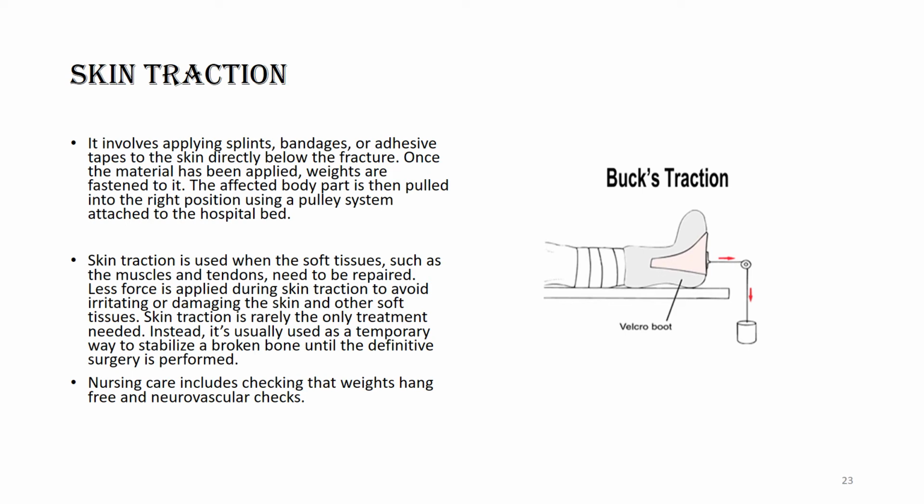So skin traction is actually, they'll have some kind of a wrap on their skin, and the weight is actually applied to this wrap or to the boot that they put on the child. And it pulls in the right direction using a pulley system attached to the hospital bed. It's used a lot for soft tissues, muscles and tendons that need to be repaired to get them relaxed and in the right position. Skin traction is usually not the only thing that's done. It's usually done in preparation for surgery.